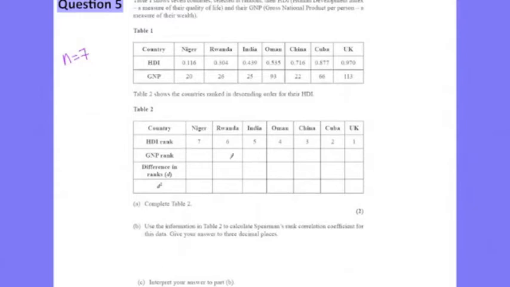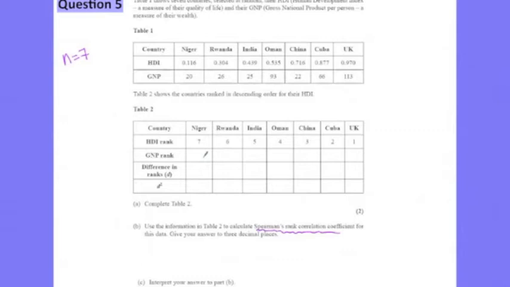We're then given another table with some spaces in. The rank for the Human Development Index has already been calculated. We need to calculate the rank for the GNP. By doing this and filling in this table, we're going to be able to work out the Spearman rank correlation coefficient. And then we're asked to interpret this.